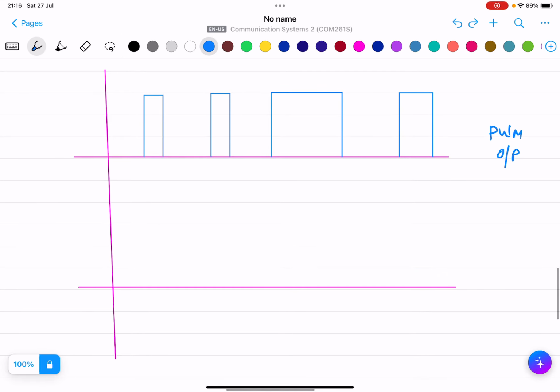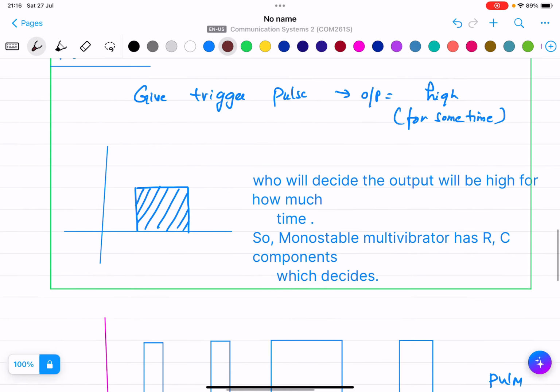Now this signal goes to the monostable multivibrator. What we'll do is make a dotted line on the falling edge. This one is the rising edge and this one is the falling edge. So I'll make the dotted line on the falling edge like this, and then see what is written here.